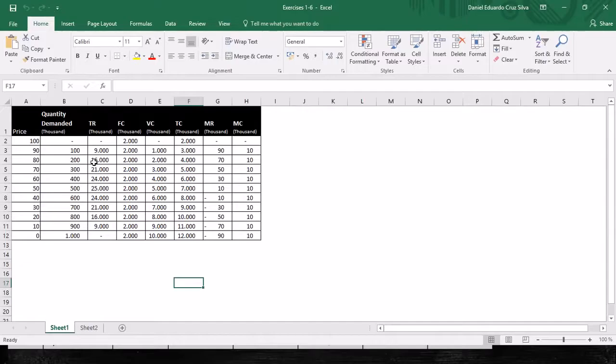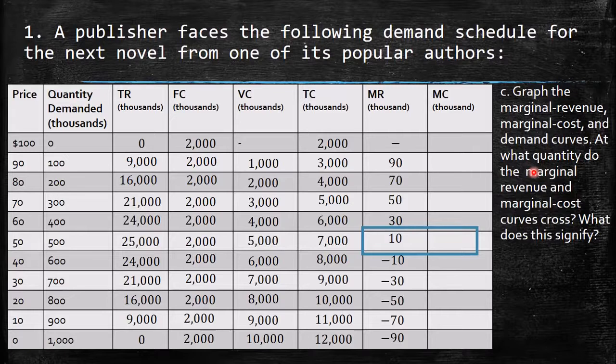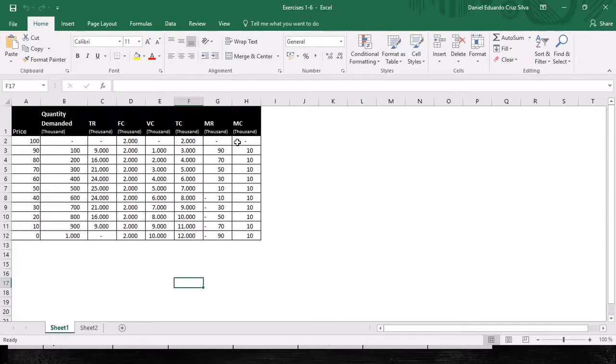So here we have the same graph that we have here. So what do we need to represent? We need to represent the marginal revenue, marginal cost, and demand curve. So marginal revenue is going to be this one. We need to represent marginal cost, and the other one, the demand, which is going to be this one. I want to show you why. Then I'm going to take advantage of this Excel to show you how to compute them in Excel.